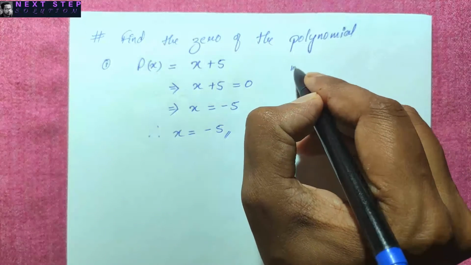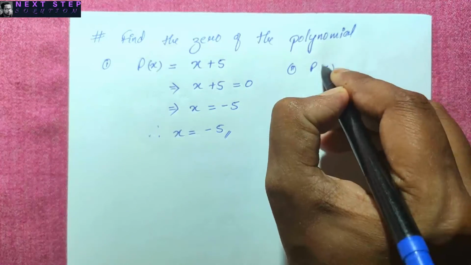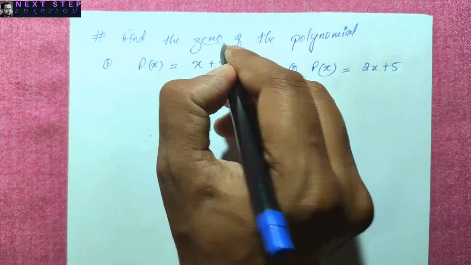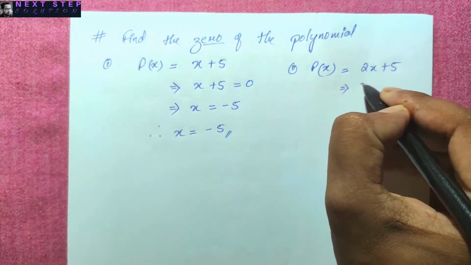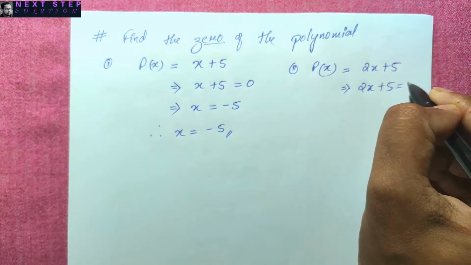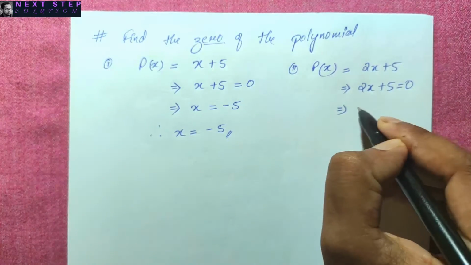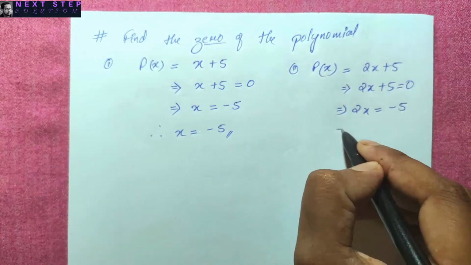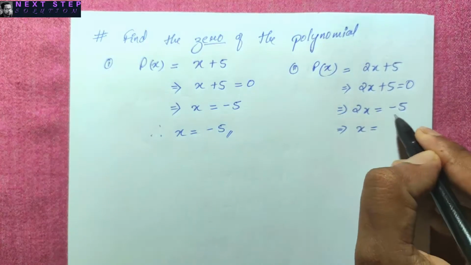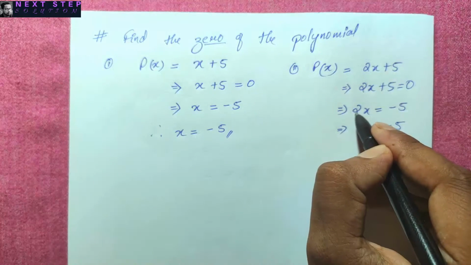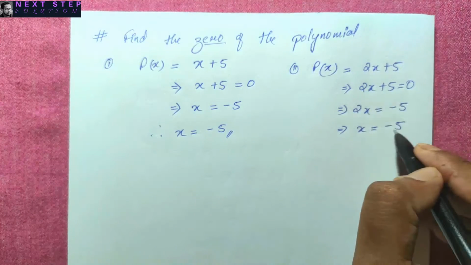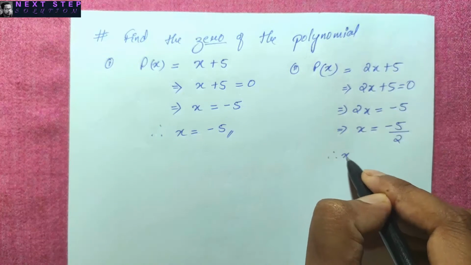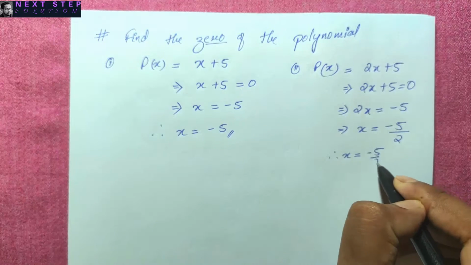Then you see one more question. Suppose it is given p of x is equal to 2x plus 5, and we are asked to find out the 0. So we write 2x plus 5 equals 0. This 5 we send to the other side, it comes as minus 5. Then x will be equal to minus 5, and this 2 is multiplied here, sent to the other side becomes divide. Minus 5 by 2. Therefore x is equal to minus 5 by 2.